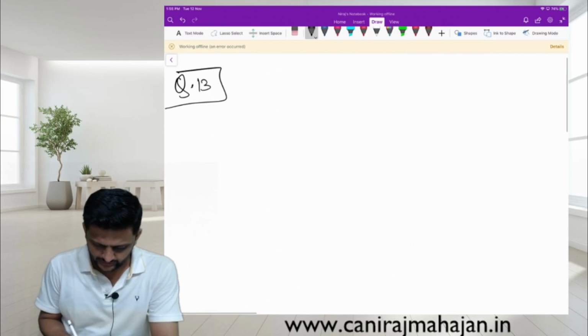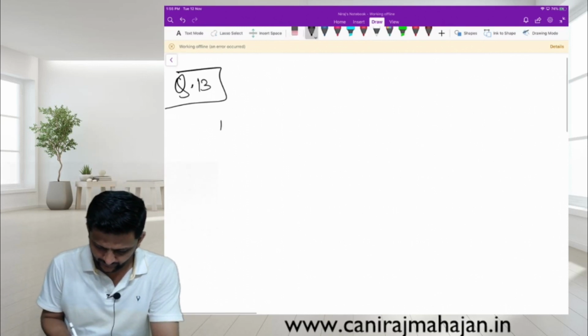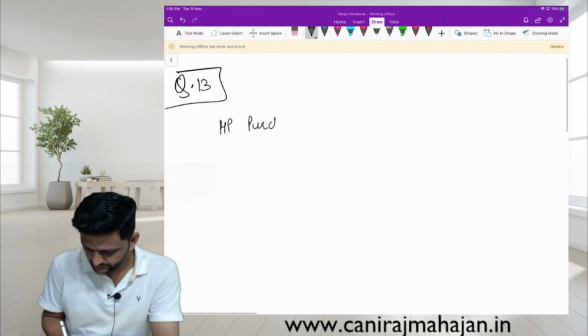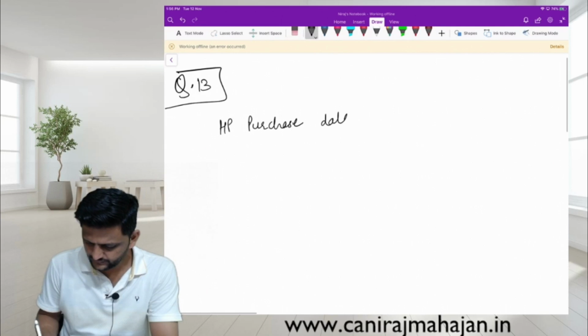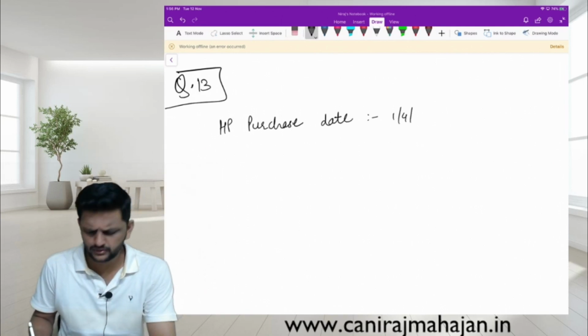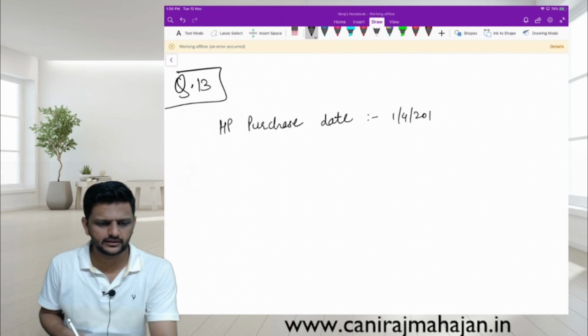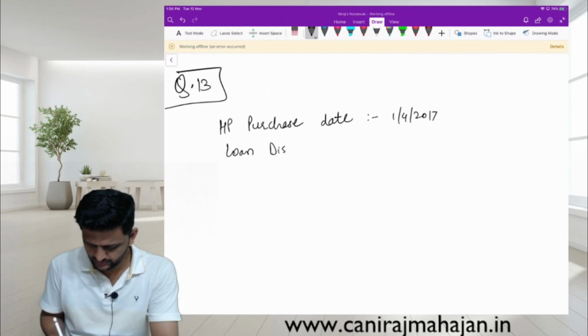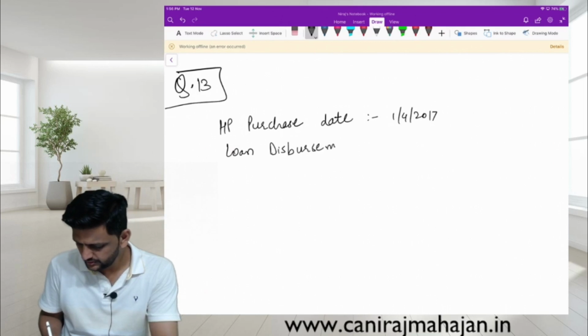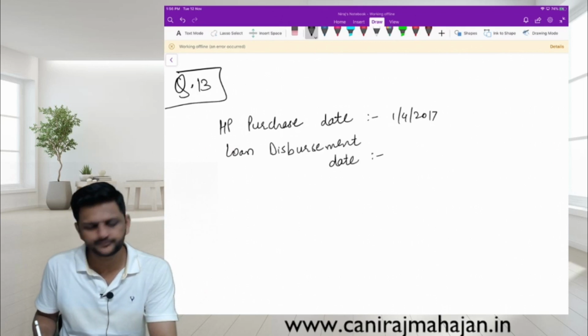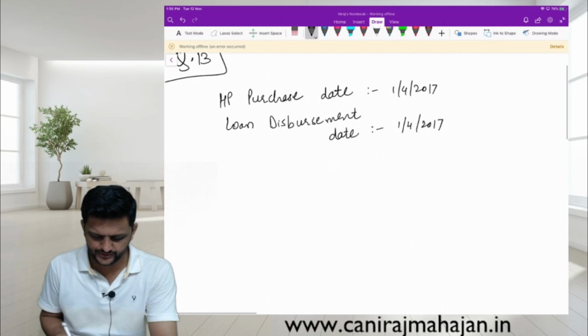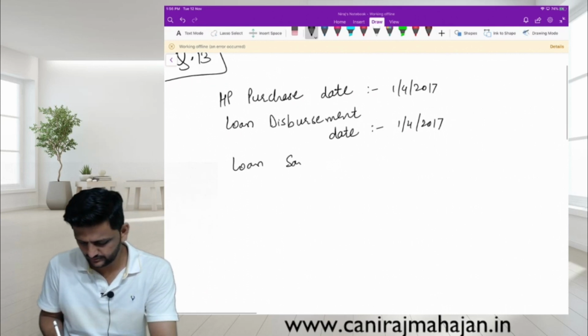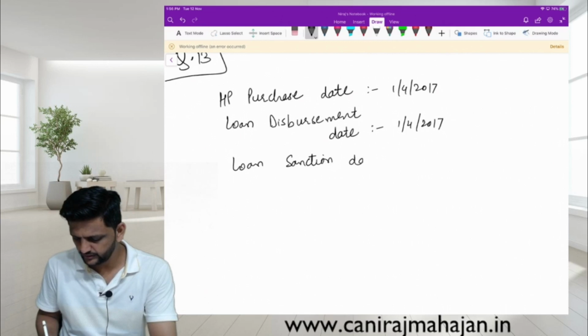Just pay attention. HP purchase date is what? 1/4/2017. That is your HP purchase date. Loan disbursement date is which date? 28th March. And loan sanction date. What is the difference? Tell me.